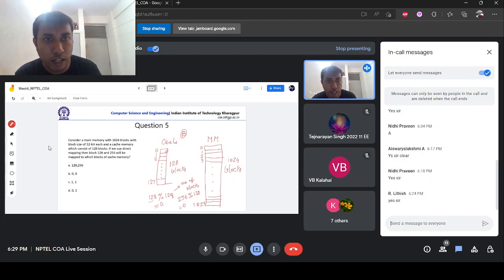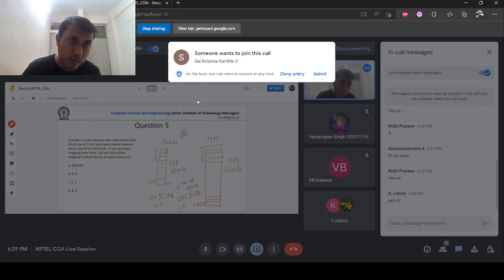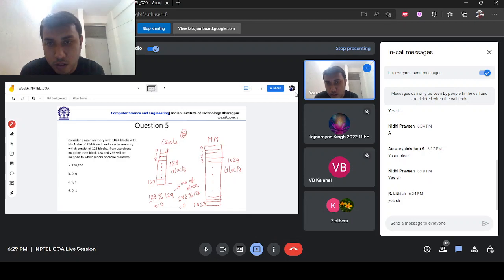If you have any doubt regarding this, you can ask. Basically the question asks where main memory blocks 128 and 256 will be mapped to. We just do a modulus operation with the number of blocks. The number of blocks here is 128, and the block numbers to be mapped are 128 and 256. So it will be 0 in both cases.